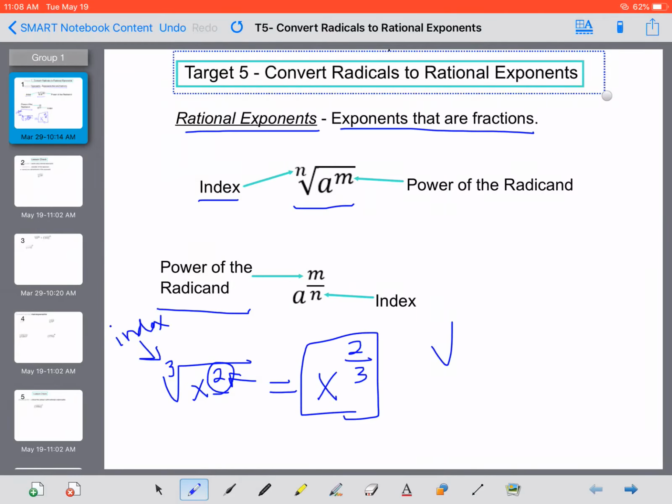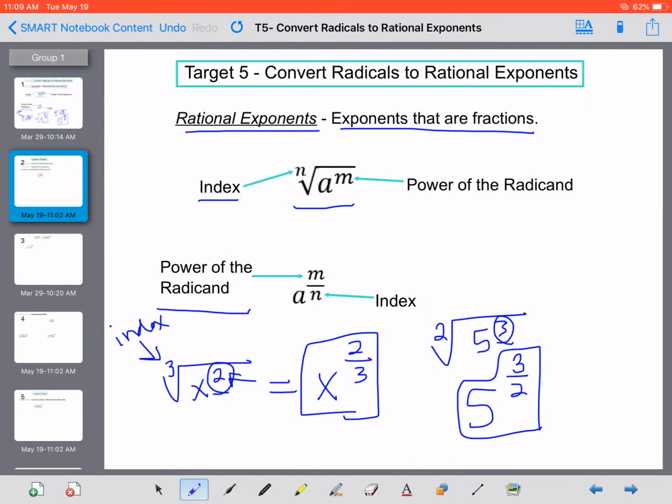If you have the square root of, let's say, 5 to the third, then if there's no number there, it means square root, so the index is 2. You can always start by putting your index as the denominator and the power of your radicand as your numerator. So you'd have 5 to the 3/2 power.